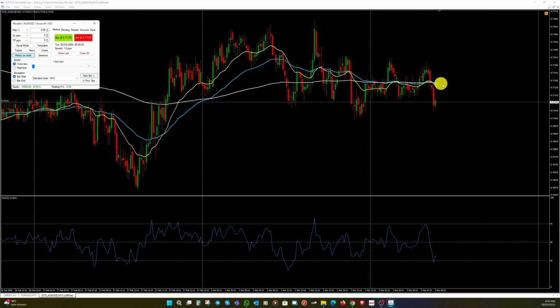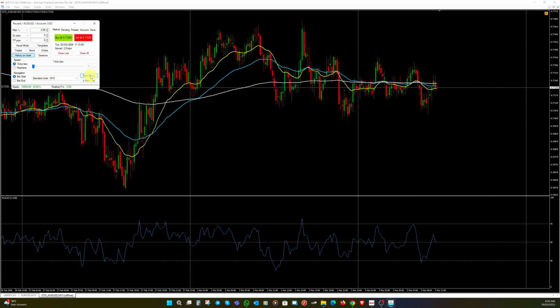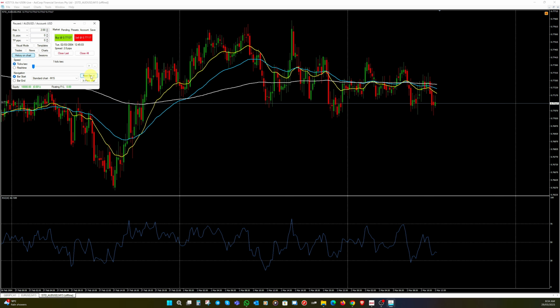And looking at our EMAs spaghetti like this, we're going to skip trading altogether. We want to actually see a bit of a defined trend direction. Okay, we can see here that the moving averages are starting to fan out.